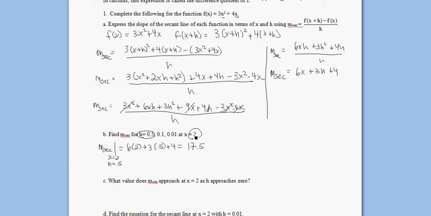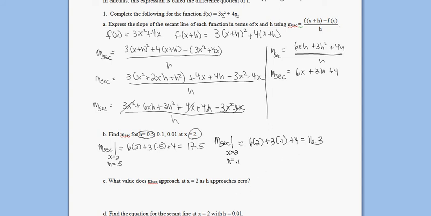So our second one is we want to do x equals 2 again, but we want to do 0.1 away. So the slope of our secant at x equals 2 and h is 0.1 is equal to 6 times 2 plus 3 times 0.1 plus 4. And courtesy of my calculator, that is equal to 16.3.